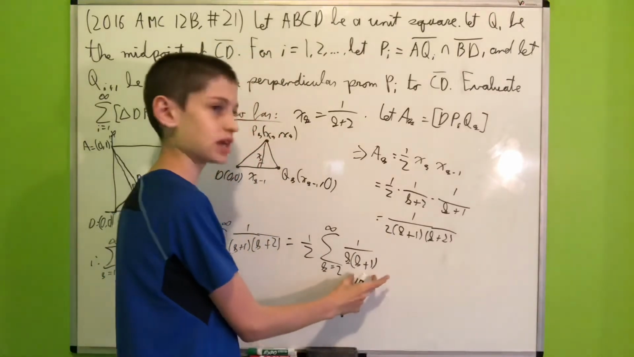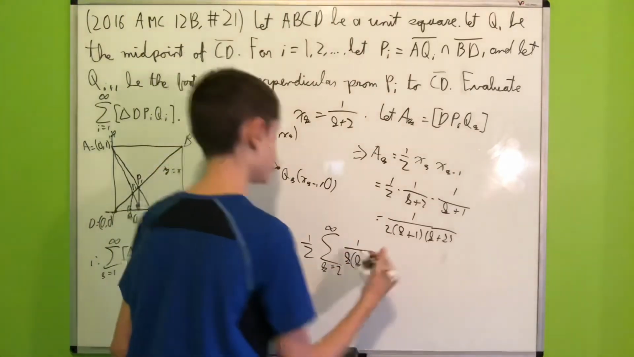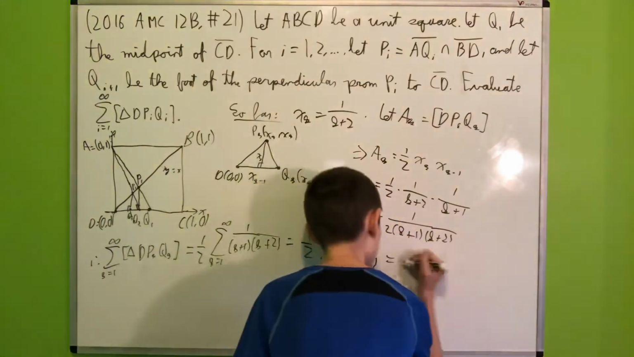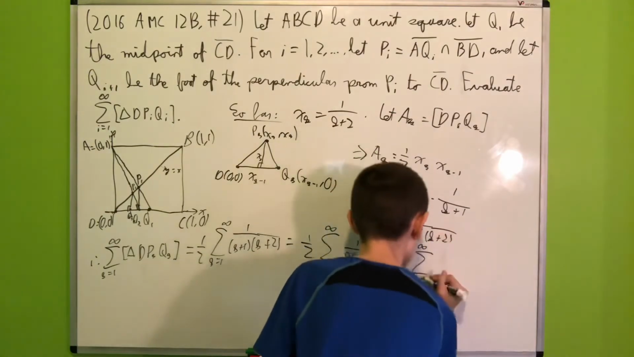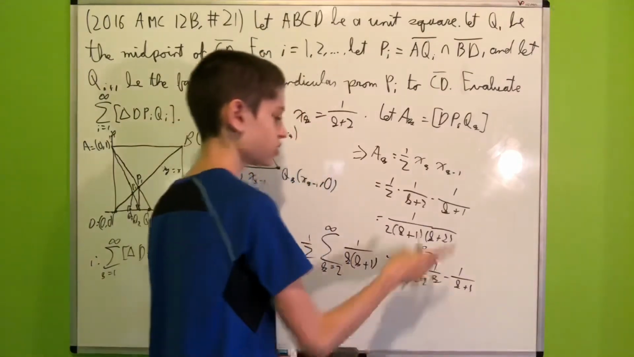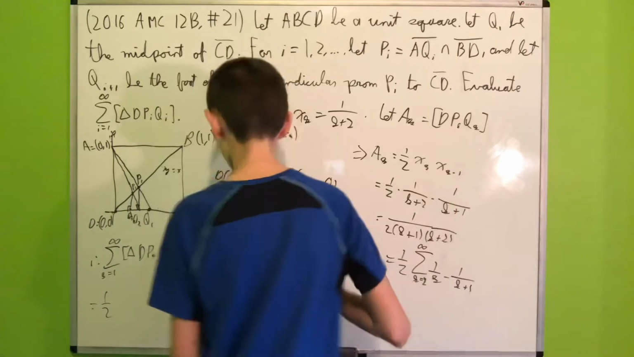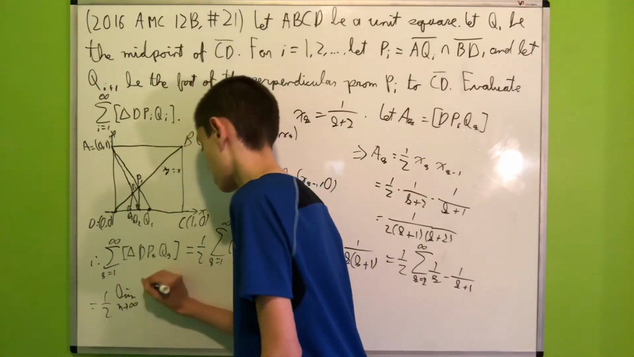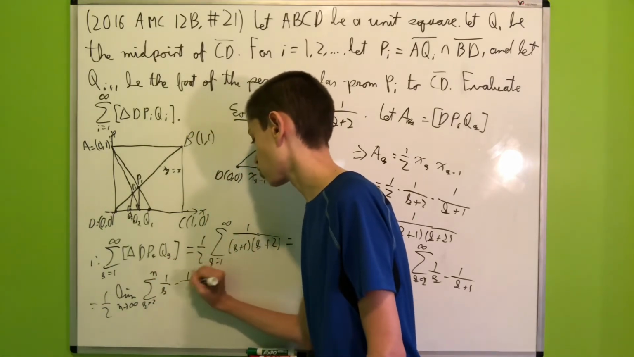And now, this can be simplified using partial fractions decomposition, but I will skip this because it's really trivial, and this is left as an exercise to the viewer. So, we're left with 1/2 times the sum from k equals 2 to infinity of 1 over k minus 1 over k plus 1. And now this is just a classic example of a telescoping series. So we can write it as 1/2 times the limit as n goes to infinity of the sum as k goes from 2 to n of 1 over k minus 1 over k plus 1.